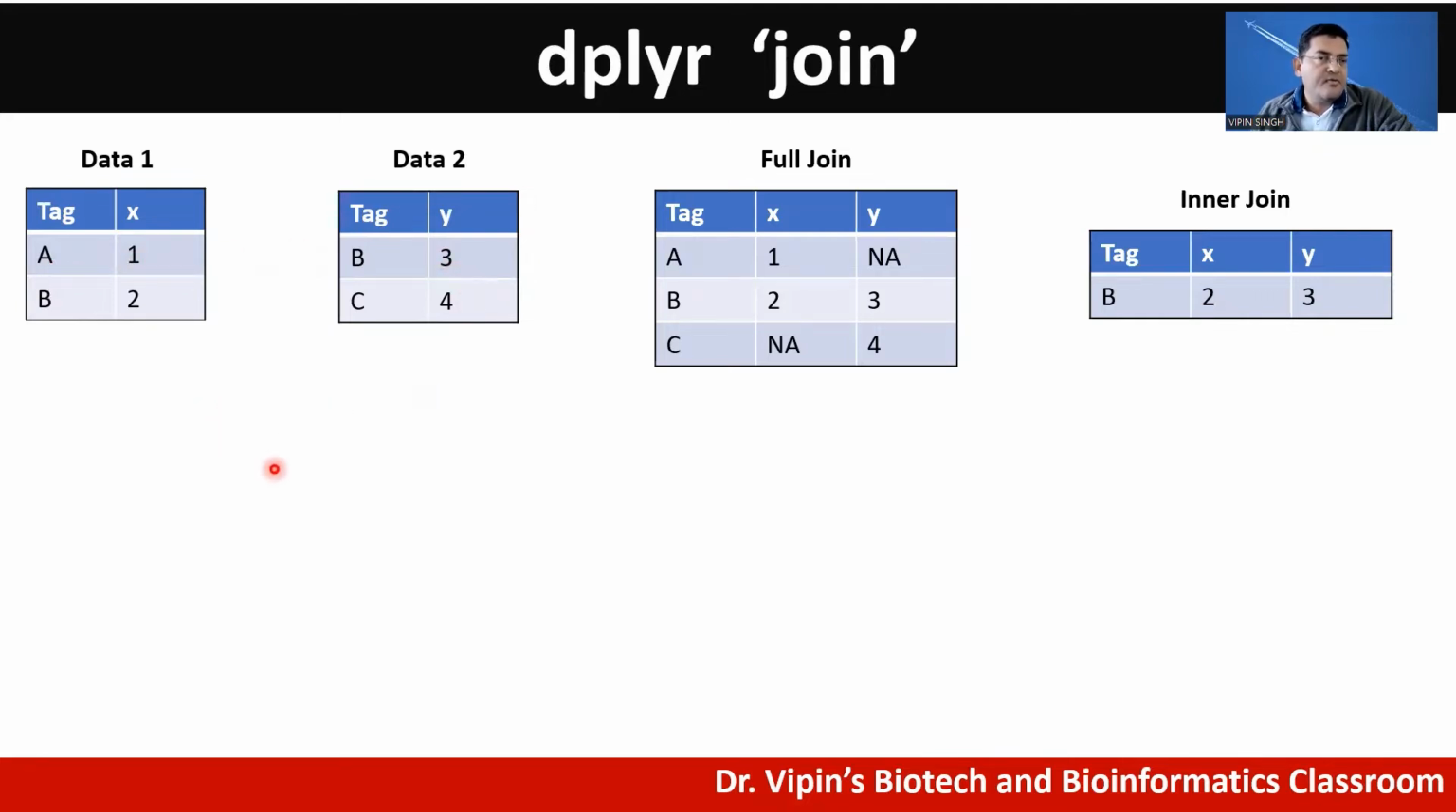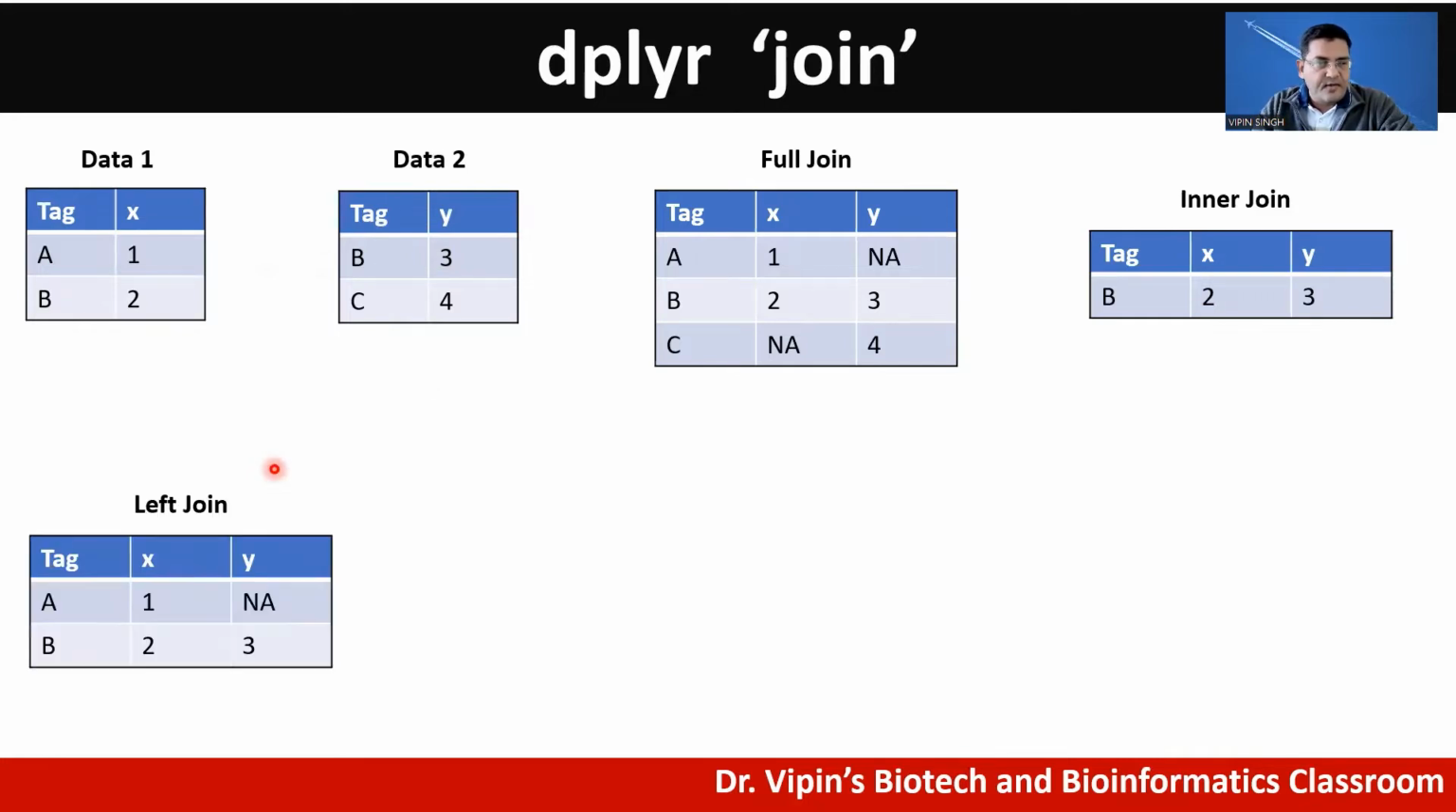So in this case, when you say left join data 1 and data 2, what you get is this. Here, tags from data 1 are your reference. So you have two tags, A and B, and corresponding values in X and Y are joined together. And in case there is no corresponding value in dataset 2 for a given tag, then you get an NA value. So for example, here there is no tag A in dataset 2. Therefore, the value for tag A in dataset 2, or Y, is NA.